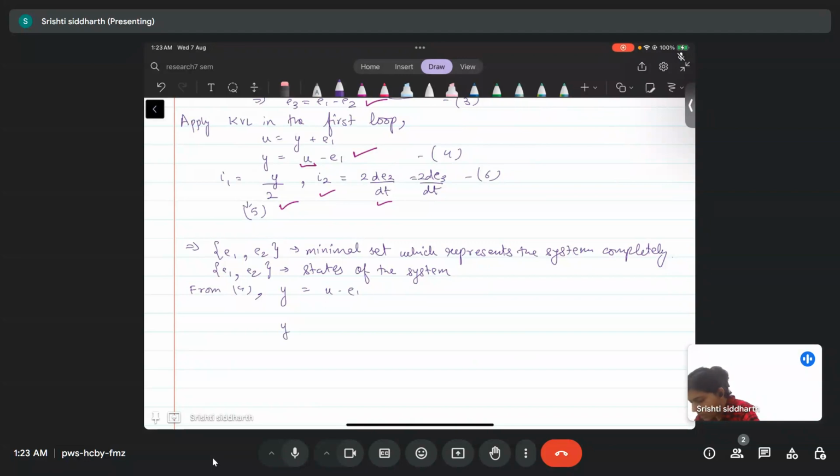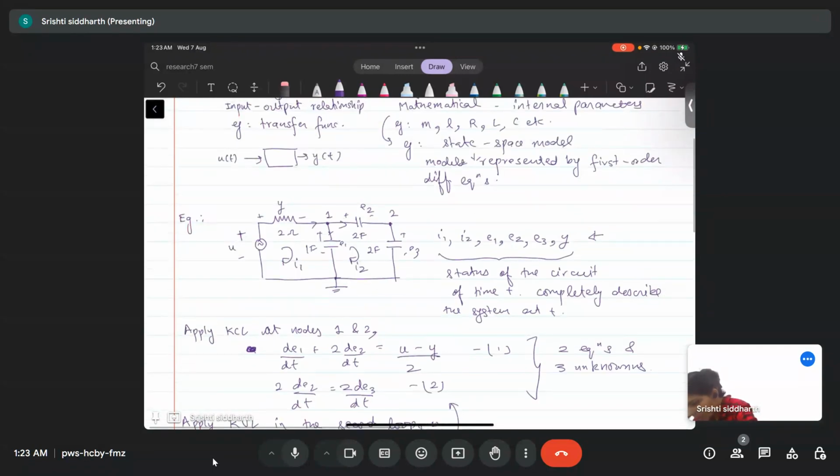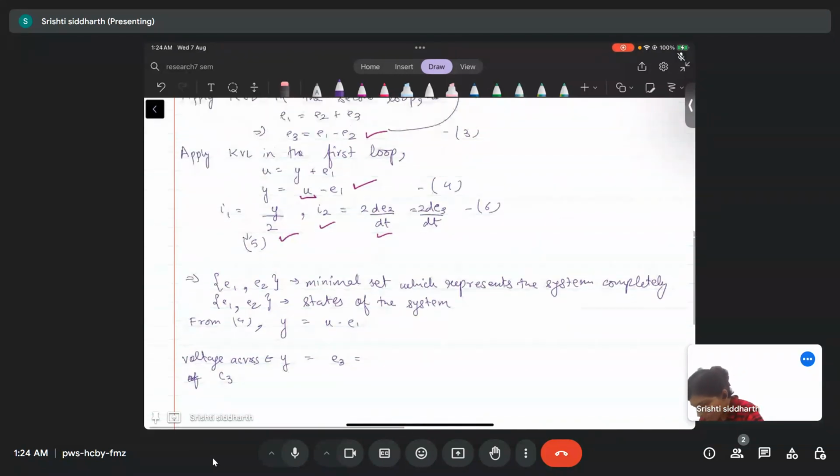In case we are taking the output as voltage across, let's see, this is C3. So I'm saying that the circuit remains the same, but now we are taking this as the output. Then we would say that y is equal to E3, or in terms of the states of the system, we will have E1 minus E2. This becomes 1 minus 1, times E1, E2, and there is no dependence on the input.